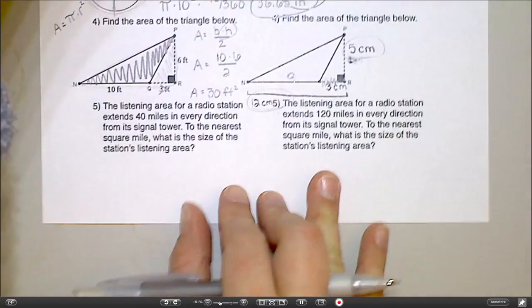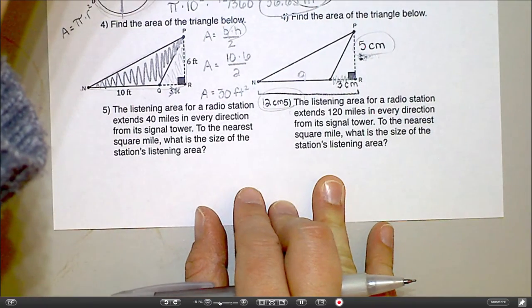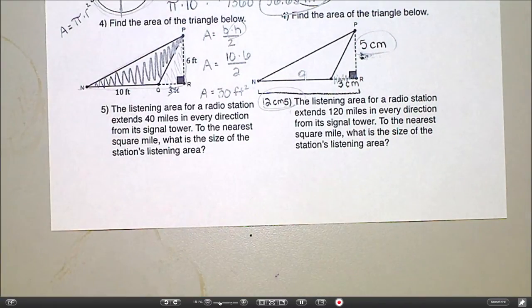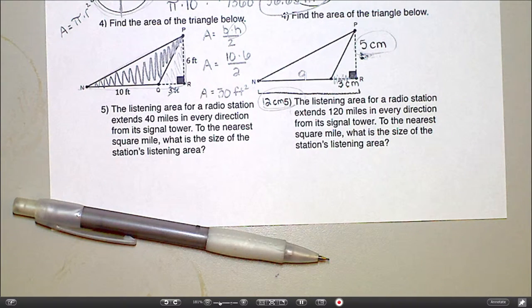Okay, and number 5. I think in number 5, the problem some of us had was just knowing what shape it was that you were talking about here. Okay? Let's suppose I am a radio tower. That's what I always dreamed of. Okay? So, I am the radio tower, and my signal extends 40 miles in every direction. So it goes 40 miles this way, 40 miles that way, 40 miles that way, 40 miles that way. What shape is that going to form?